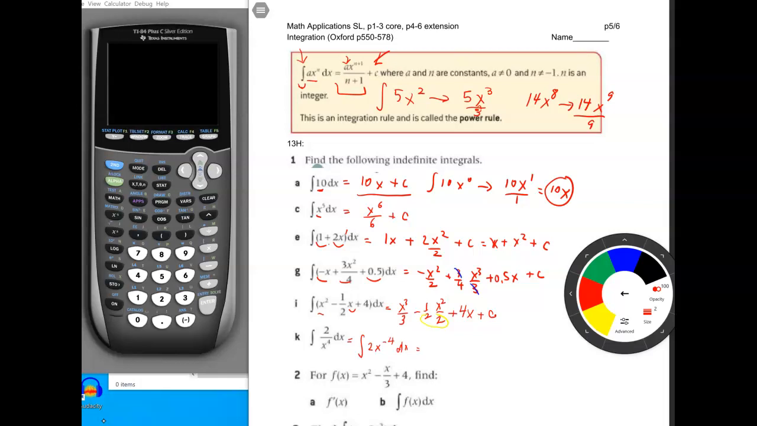And so we leave the 2 out front. The x to the negative 4th, we add 1 to it. So instead of negative 4, it becomes x to the negative 3. That's confusing to some people. And then I just put the same number underneath, negative 3. So it's negative 2/3 x to the negative 3 is the answer. And I just add plus c at the end.